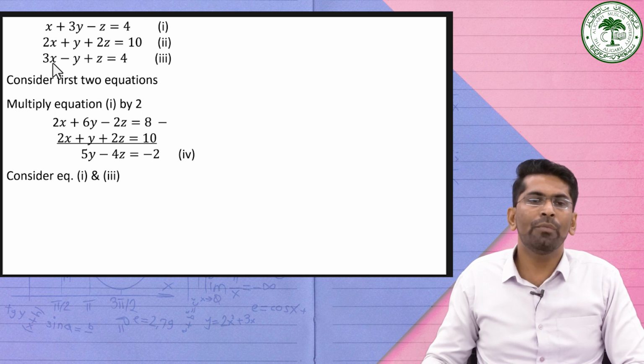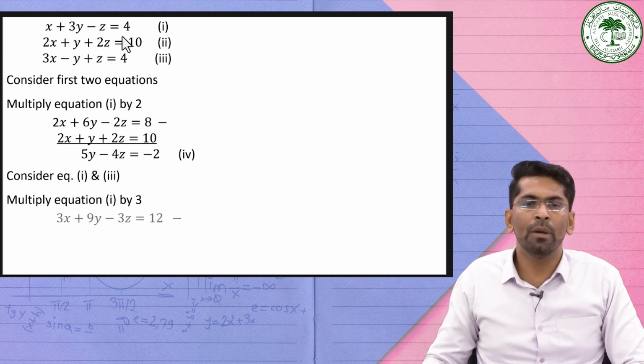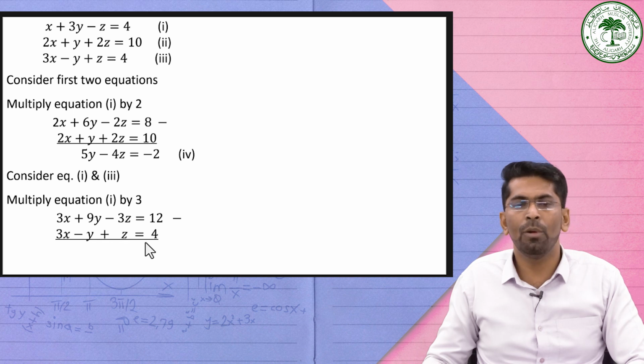See, here the coefficient of x is equal to 3, but here the coefficient of x is equal to 1. So we want to multiply equation number 1 by 3. If you go for multiplying equation number 1 by 3, it will become 3x plus 9y minus 3z is equal to 12. So I am writing here 3x plus 9y minus 3z is equal to 4 into 3, which is equal to 12. Then the third equation is 3x minus y plus z is equal to 4.